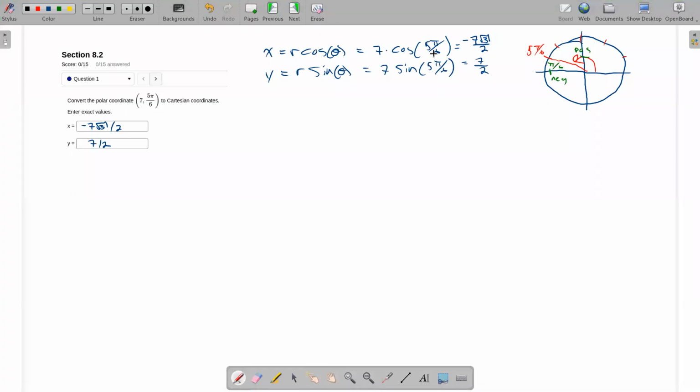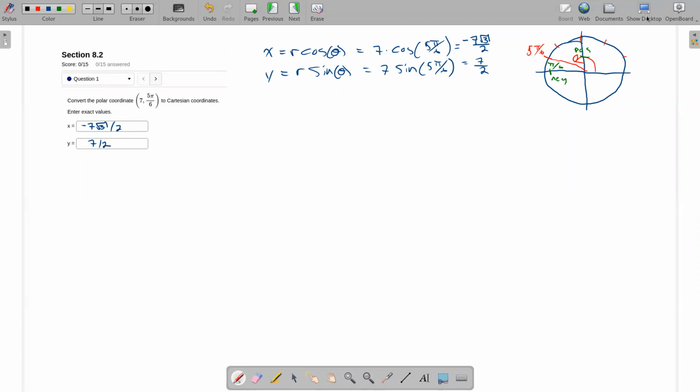So because 5 pi over 6 is a special angle, we were able to get exact values for this. And so I believe radius 7, angle 5 pi over 6 is the same as rectangular, x equals negative square root of 3 over 2, y equals 7 halves. And I just want to confirm that.